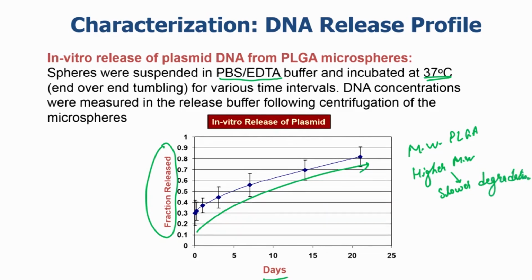So, depending on your application, let us say if you want this to go on for months, you will increase the molecular weight, and similarly the lower molecular weight PLGA will go towards faster degradation. So, if you want this DNA to release much faster, you can significantly reduce the molecular weight, and that will cause the DNA to come out much more quickly.